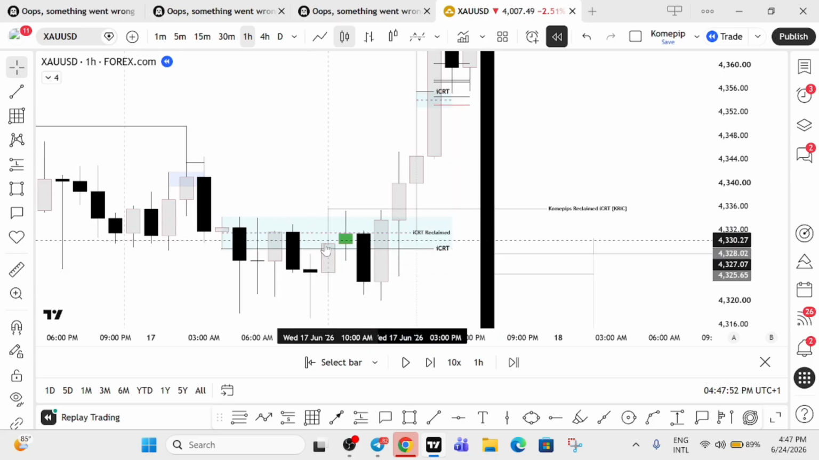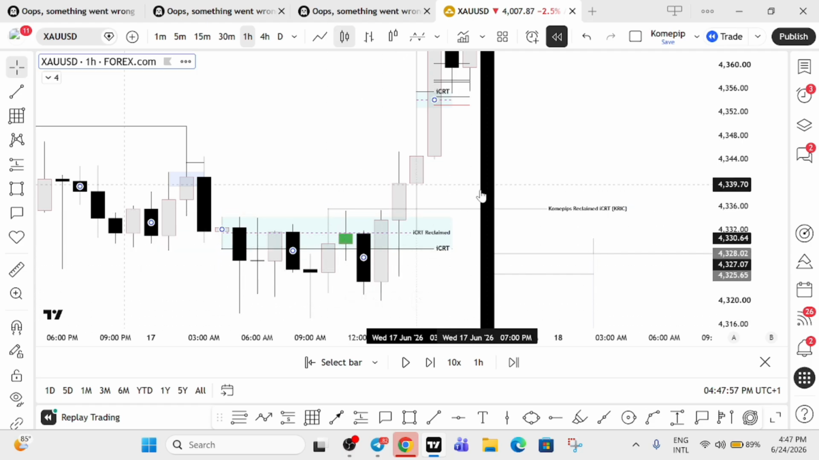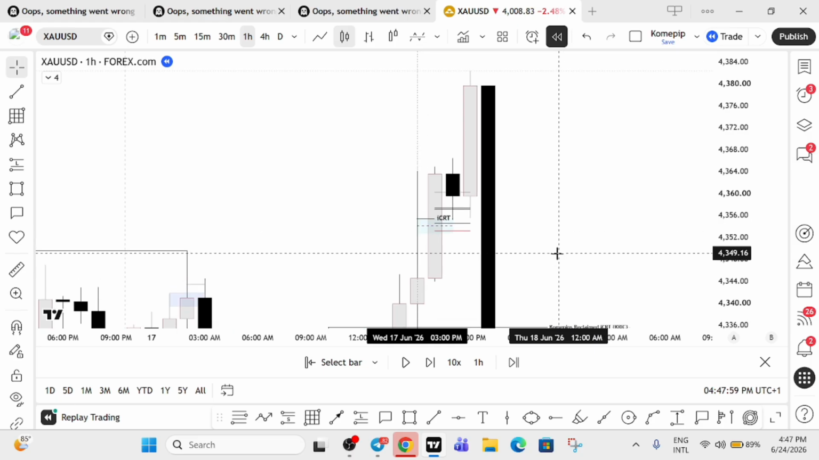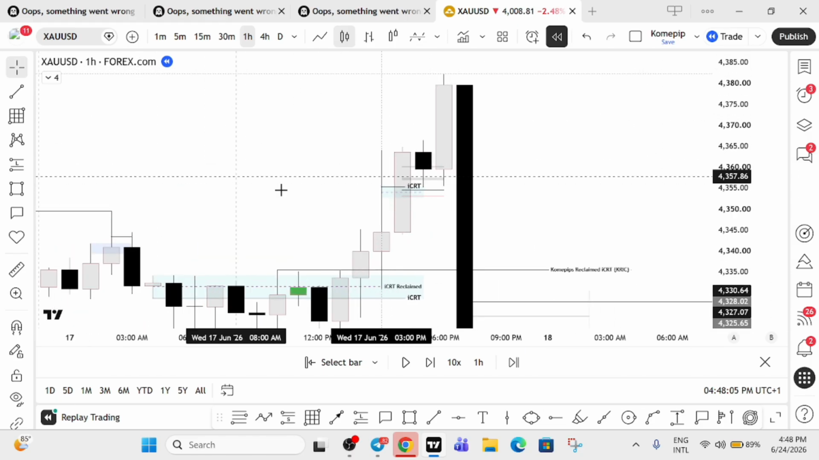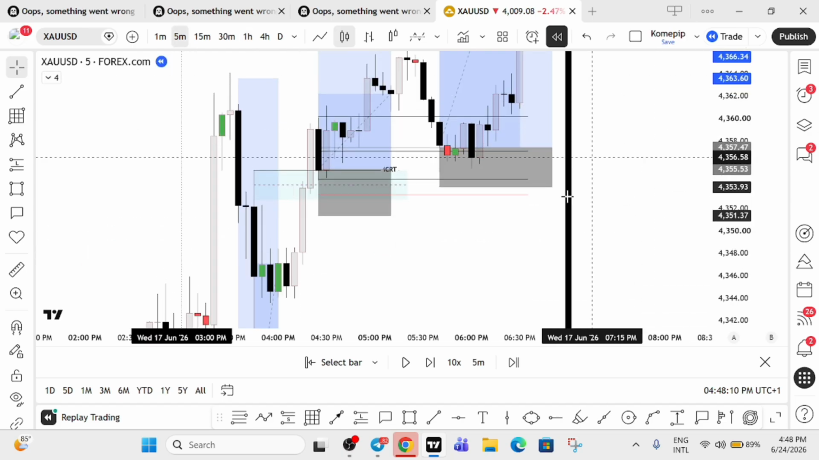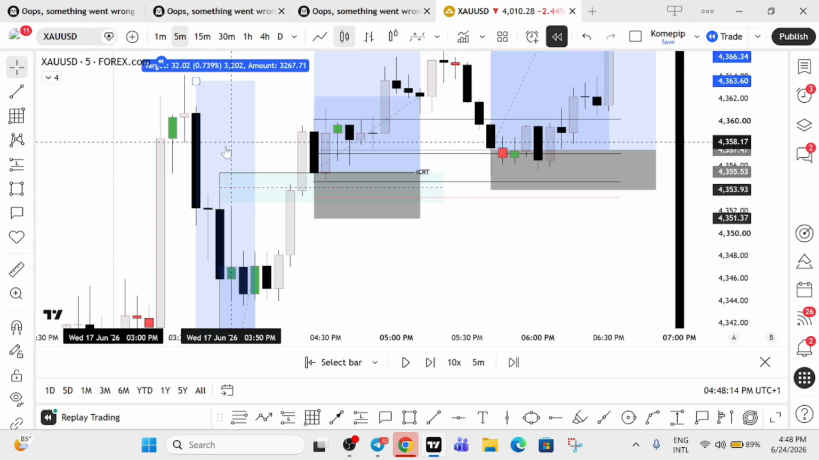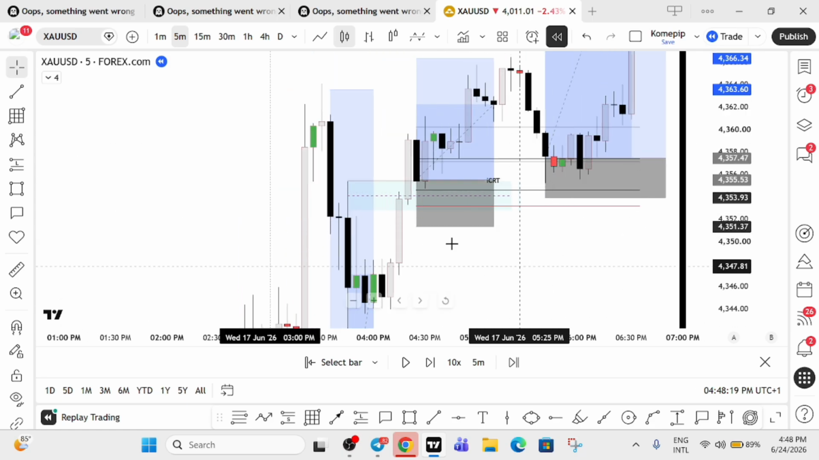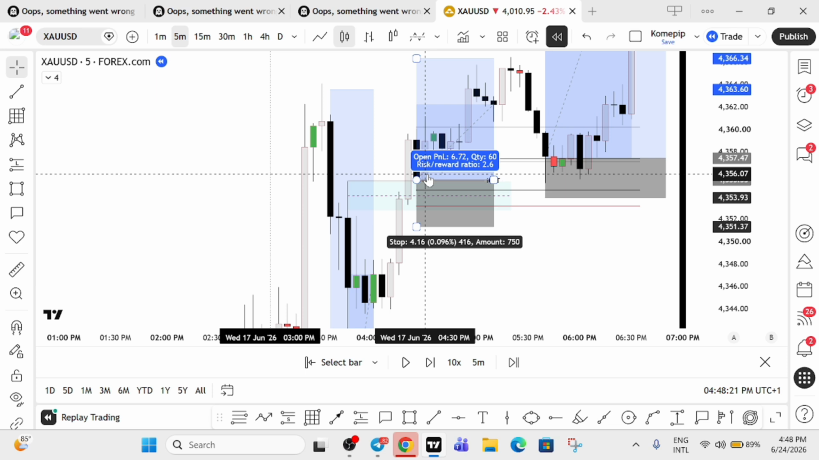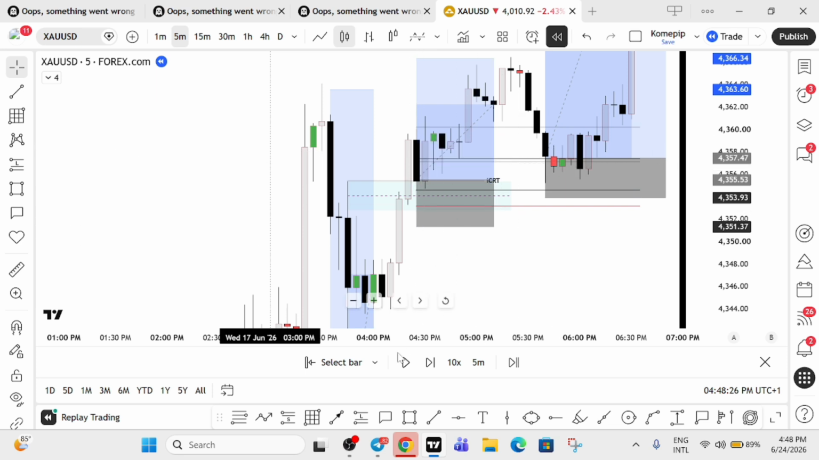So basically, you need to first train yourself how to see and identify the reclaimed ICRT. Once you're able to do that, you've cancelled the whole stuff by 50%. Then, for example, see this. Let's say I want to enter, like this. You see that I want to enter here, like I said, 50% of that particular ICRT. That is your confirmation. 50% of that zone, enter from there.